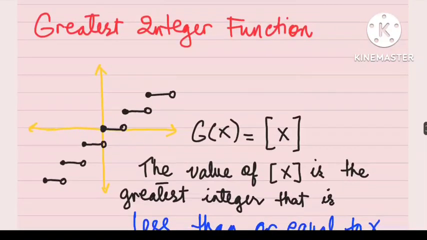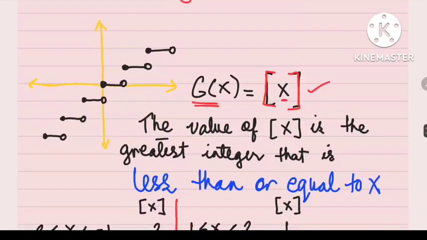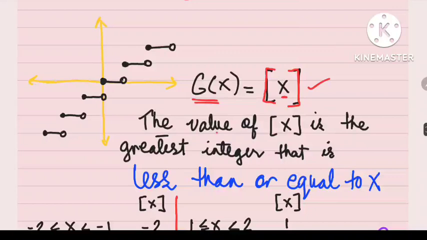Now, what is this greatest integer function? This is how we write the greatest integer function: we use this symbol and we place the input inside. The value of the greatest integer function g of x means the greatest integer that is less than or equal to x.